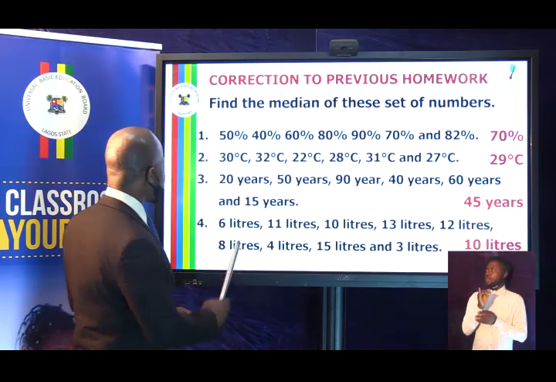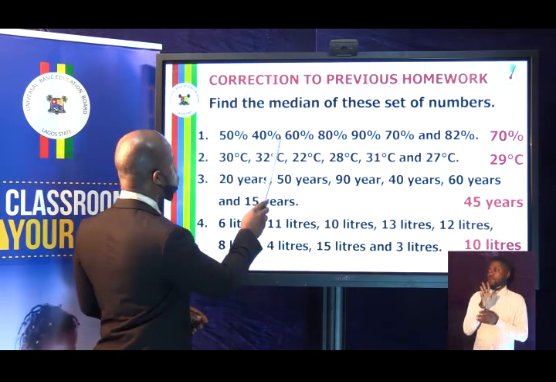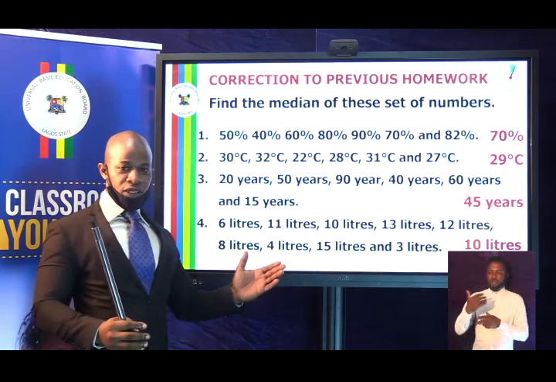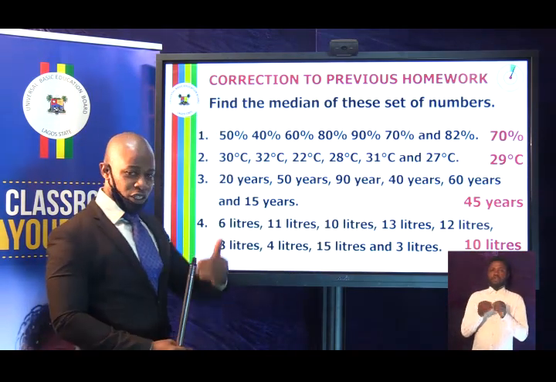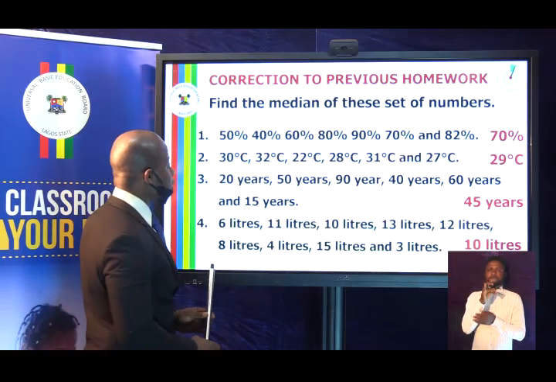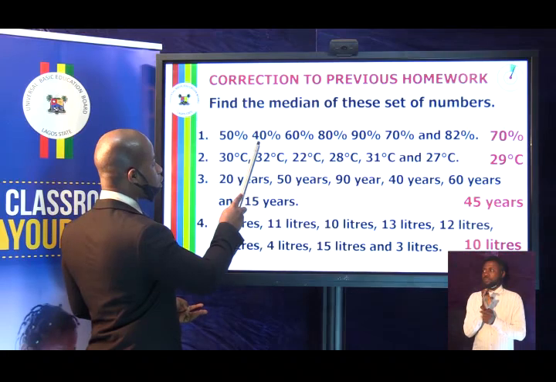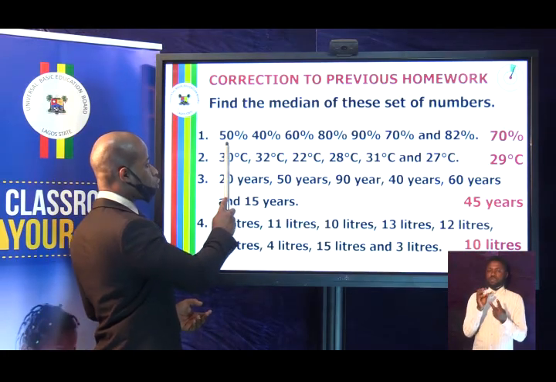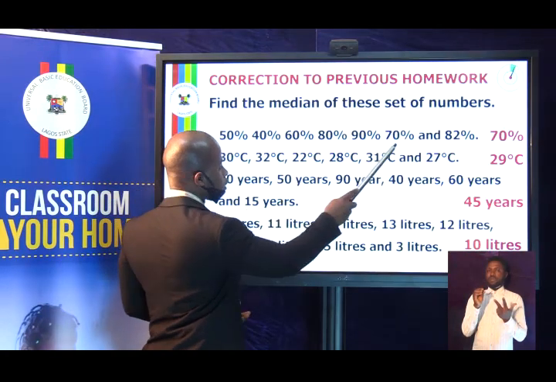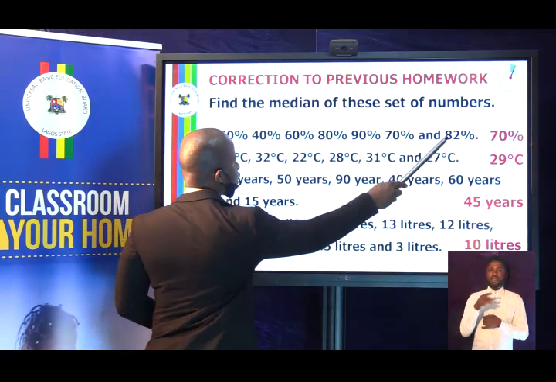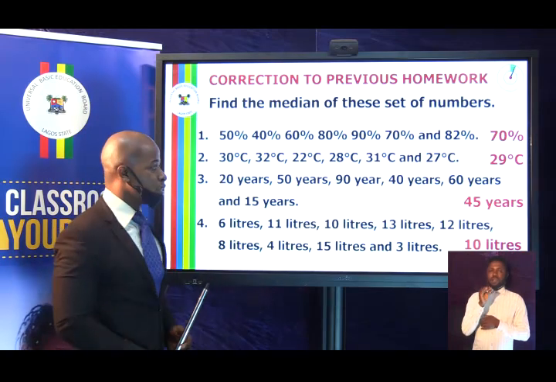The smallest number here is... there are how many numbers? 1, 2, 3, 4, 5, 6, 7. So there will be 3 on this side and 3 on this side, and the number 4 will be the median. First, the lowest one is 40. That's number 1, followed by 50, that's number 2, followed by 60, that's number 3, and number 4 is 70. On the other side, you would have 80, 82, and 90. So 70 is the median.